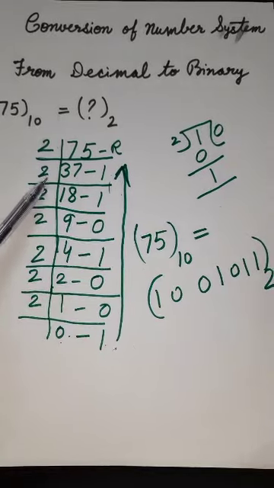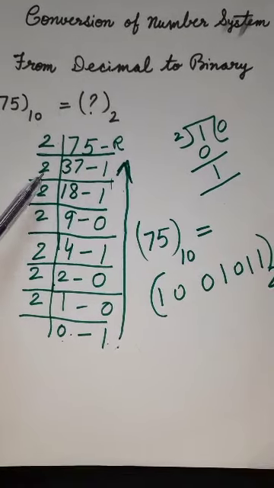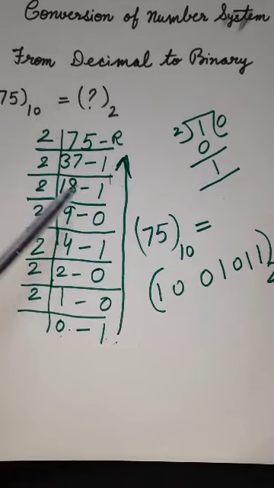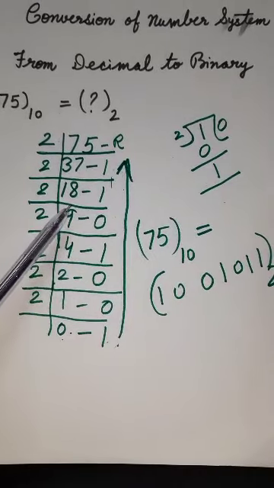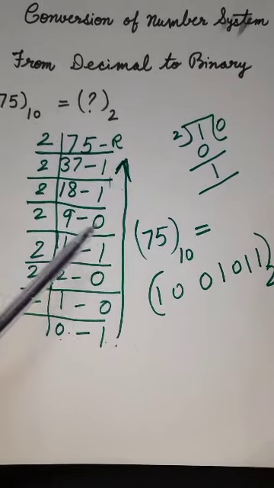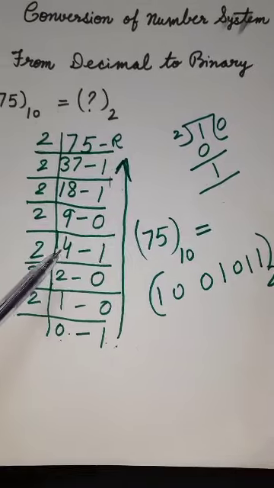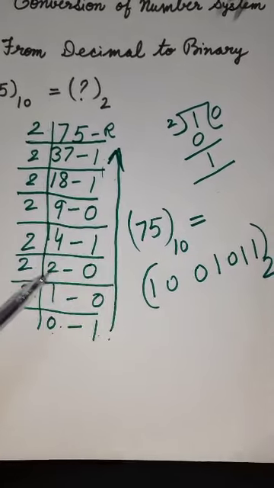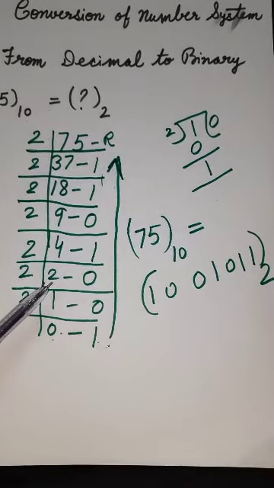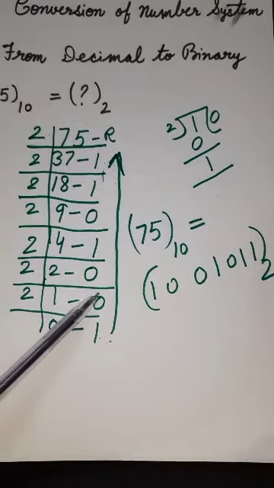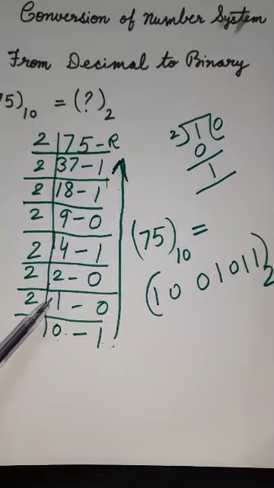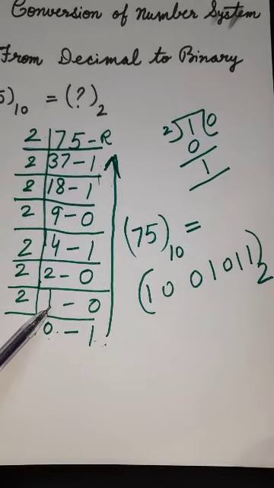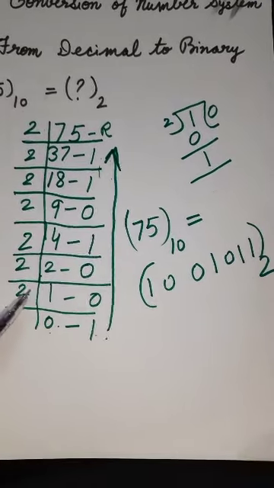And 37 divided by 2, quotient will be 18 and remainder will be 1. 18 divided by 2, quotient will be 9 and remainder will be 0. 9 divided by 2, quotient will be 4 and remainder will be 1. 4 divided by 2, quotient will be 2 and remainder is 0. 2 divided by 2, quotient is 1 and remainder is 0.